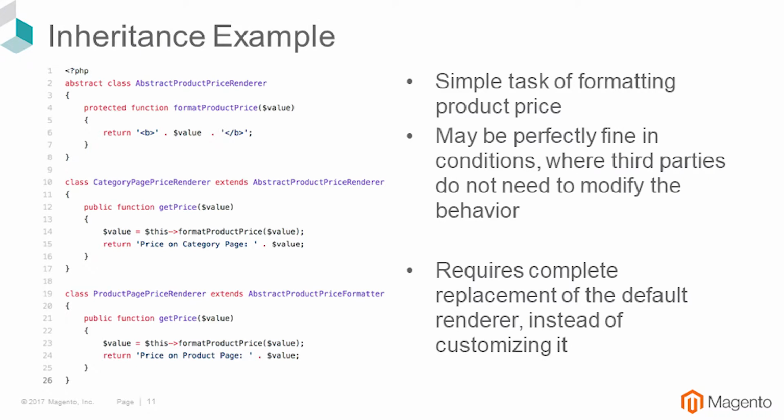let's say, price renderer using inheritance. You could implement some kind of abstract product price renderer, which would have a method which would format your price. And then you could extend all our other renderers from that. It would be perfectly fine unless you're designing the system to be customizable. By doing so, you eliminate the easy customizability, because any third-party developer who would like to change that would have to re-implement each and every price renderer you included.